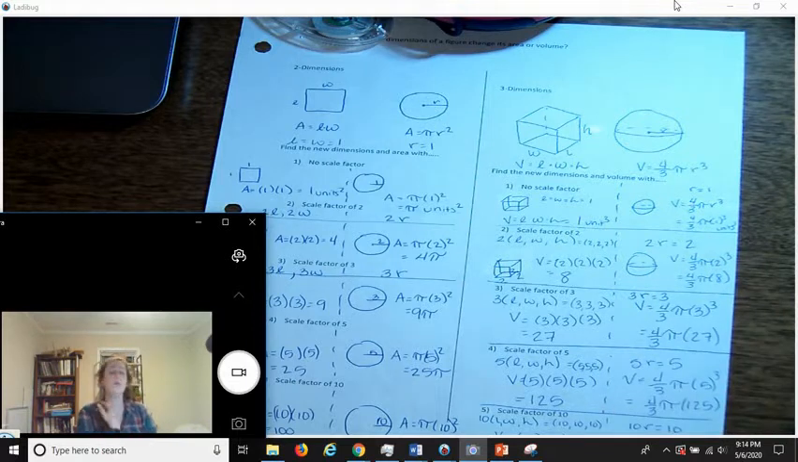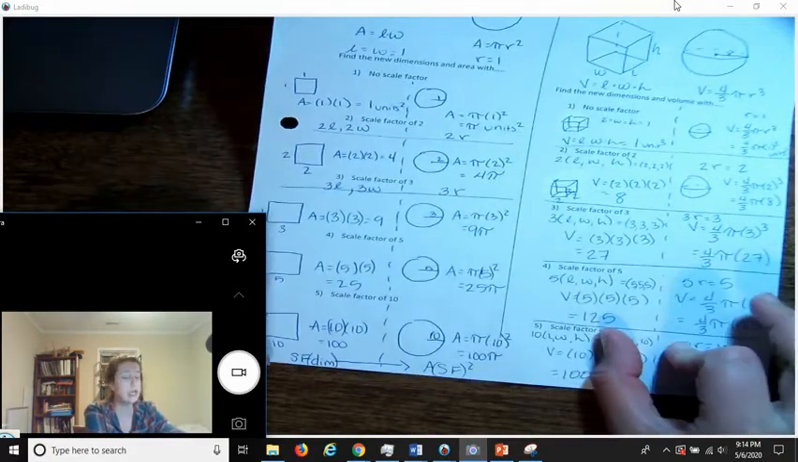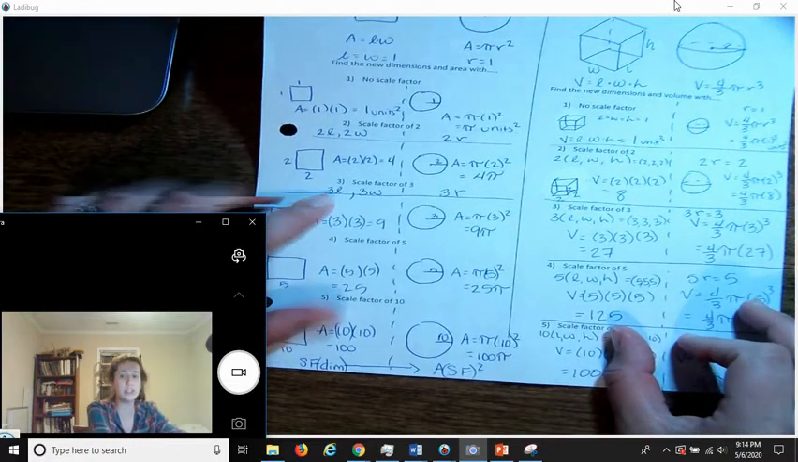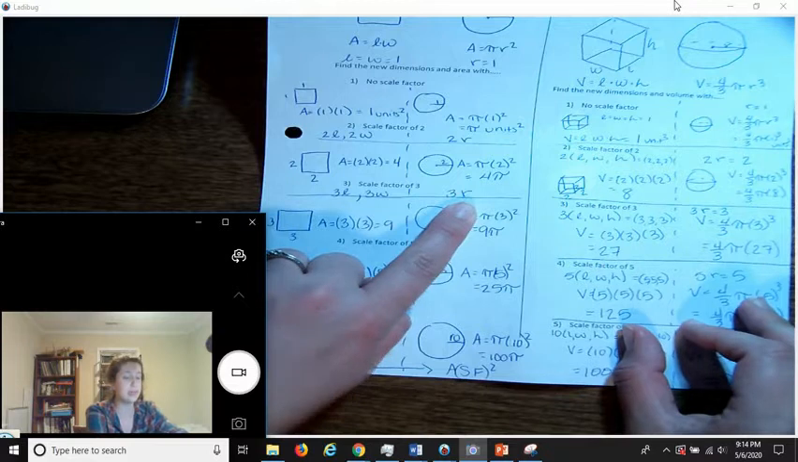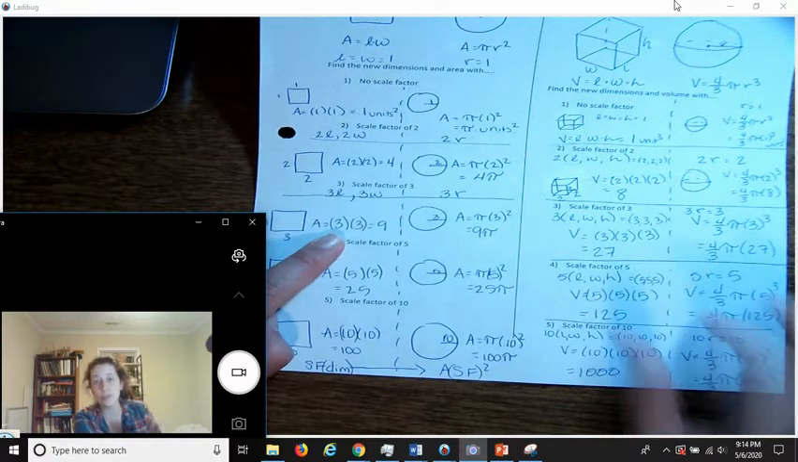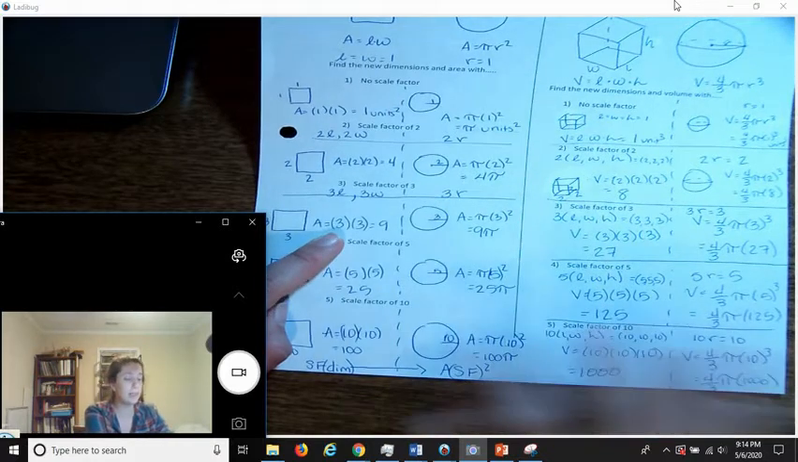Now, I could go on explaining this over and over. We do a scale factor of 3, then 5, then 10, okay? With 3, I take my original length, width, or radius, multiply it by 3 to get my new. My original was 1. Every time your original is 1. And then I'm seeing what happens.